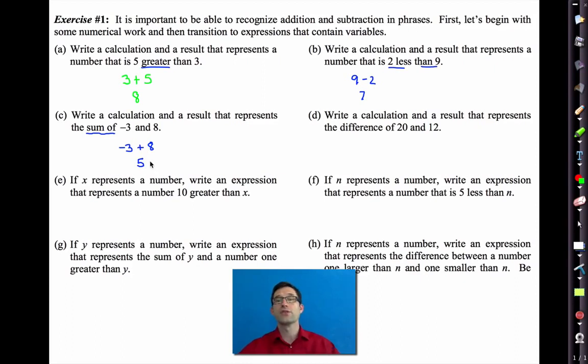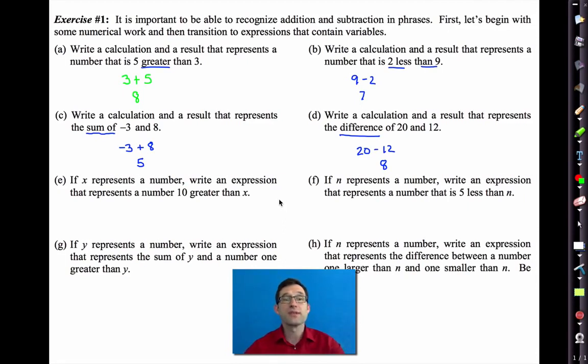Letter D, write a calculation and a result that represents the difference of 20 and 12. Now again, when we're talking about a difference, that's subtraction. And we have to go in the order that the numbers were given. 20 minus 12. The difference of 20 and 12 will be 20 minus 12. Again, the result is 8. All right, now we're going to transition to variables where it becomes way, way more important. But what I want us to do is to keep looking back at what we did in A through D because it's going to mimic what we had here.